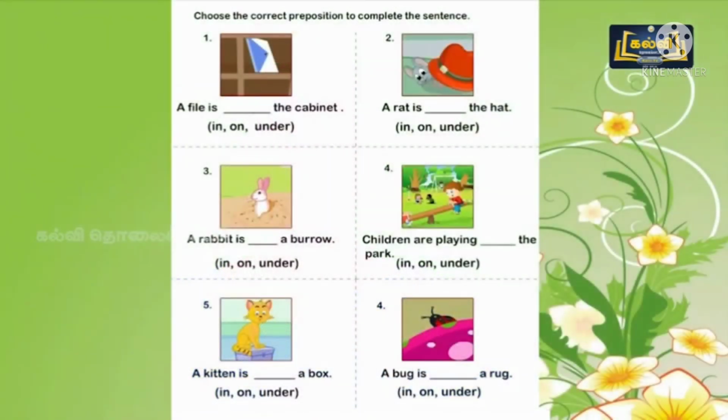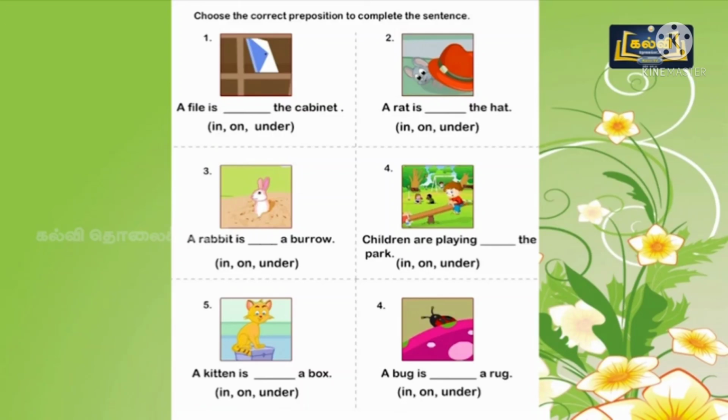And just 2 more exercises for you related with pictures. Okay. It will be interesting to you to complete. Choose the correct preposition to complete the sentence. Look at the picture. A file is dash the cabinet. Options are in, on, under. If you don't look at the picture, you cannot answer it correctly. So, watch the picture carefully and answer.